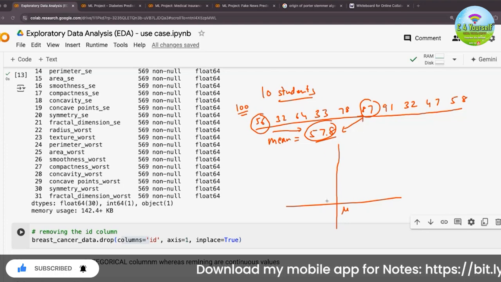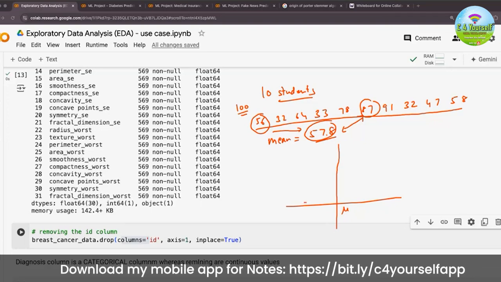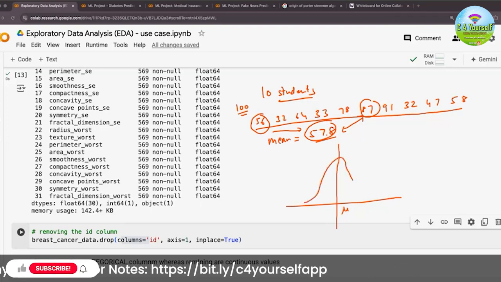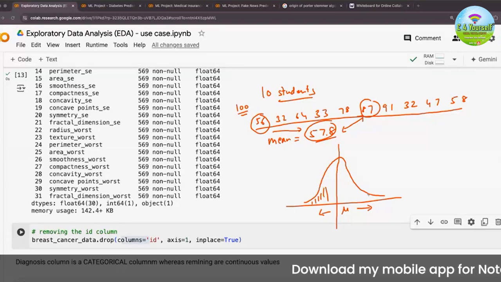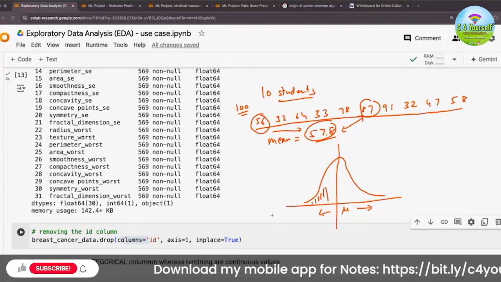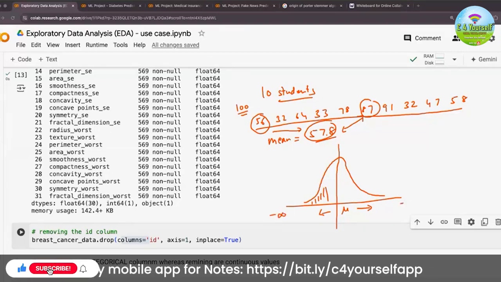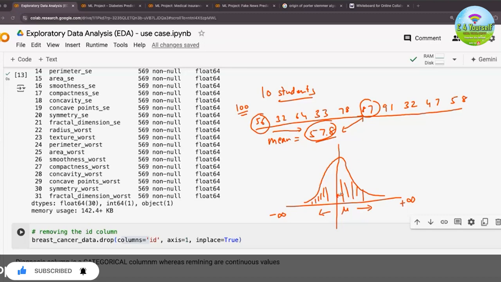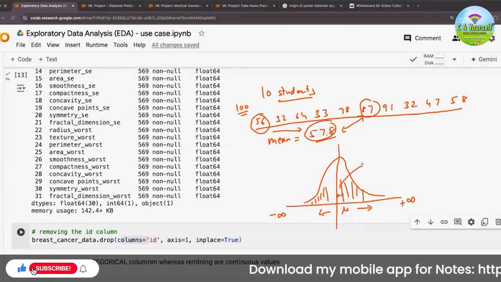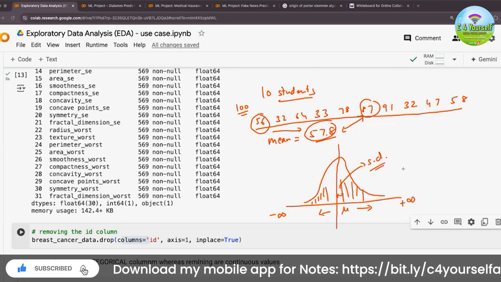So my curve will be like this, and this is what we call a bell curve. You can see there is a range of values lesser than the mean and more than the mean. The lesser values go towards minus infinity and the more values go towards plus infinity. The difference between a value and the mean is called the standard deviation, SD.